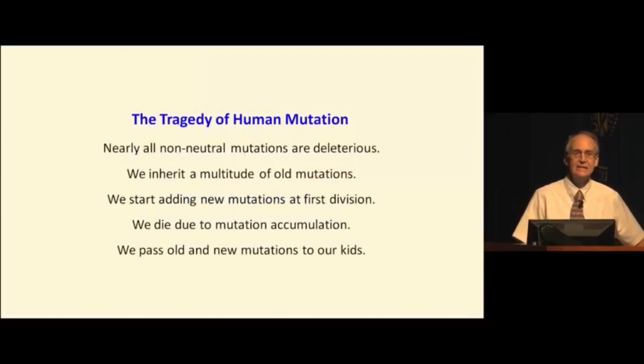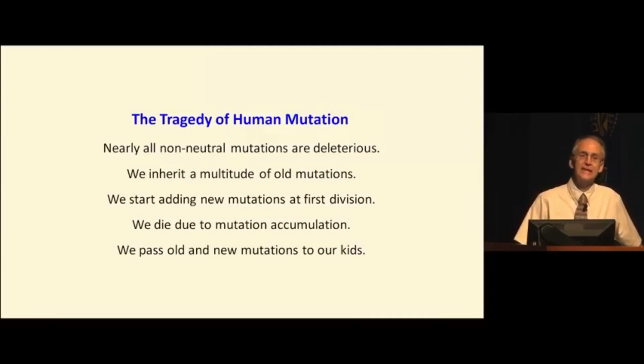So human mutation is catastrophic, and so arguably it's one of the primary causes of death and suffering. We know that nearly all non-neutral mutations are deleterious, and we inherit a multitude of mutations from our ancestors and our parents, and then from the very first division of our zygote, we begin to add new mutations to that genetic load. And so we accumulate mutations at the rate of approximately 3 new mutations every cell division throughout our lifetime. And so that growing genetic load is what causes aging and limits the upper life limit of our race. We die primarily due to mutation accumulation.